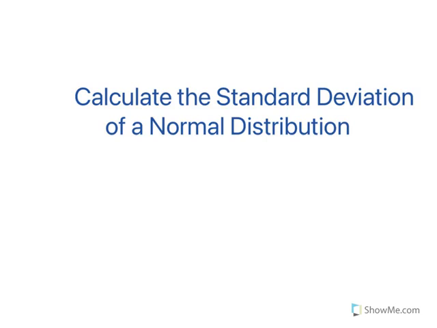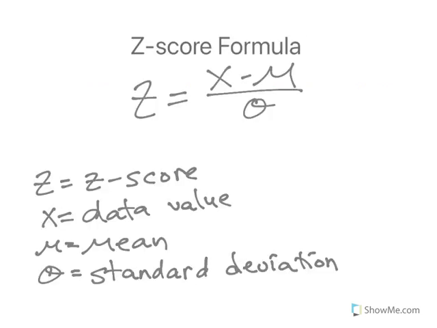Let's calculate the standard deviation of a normal distribution. So when we deal with normal distributions, we are dealing with the normal distribution curve, which means we need mean, standard deviation, right? And we deal with the z-score formula because this is going to allow us to find whatever we need in our normal distribution.